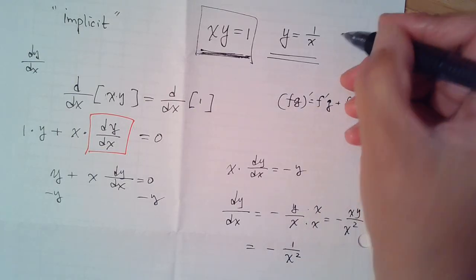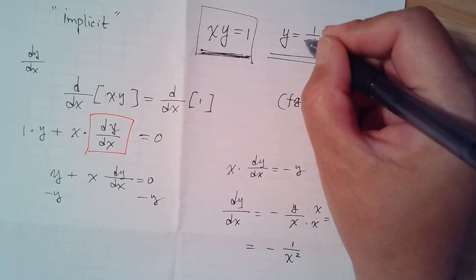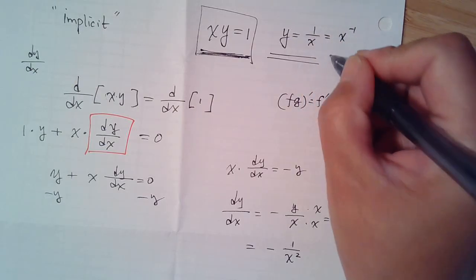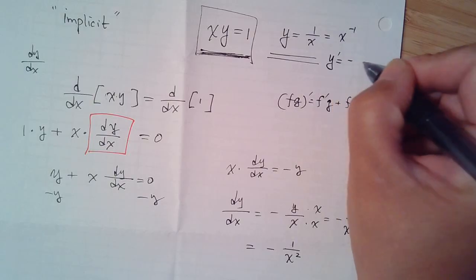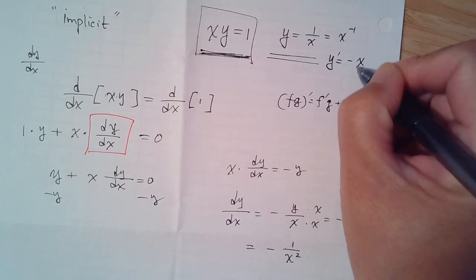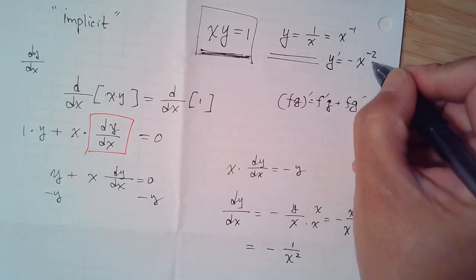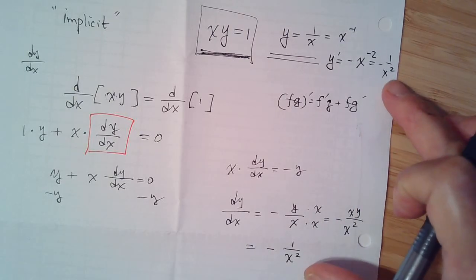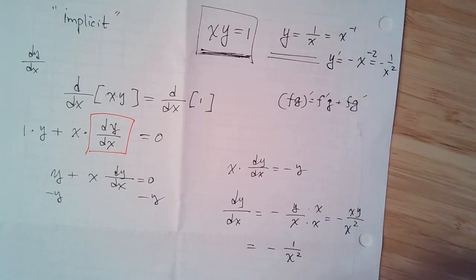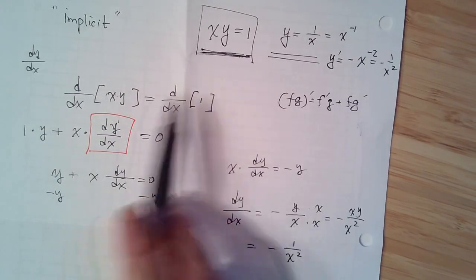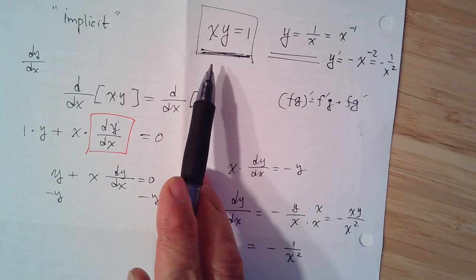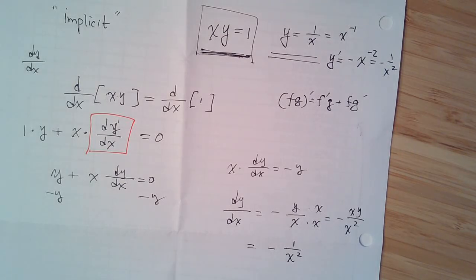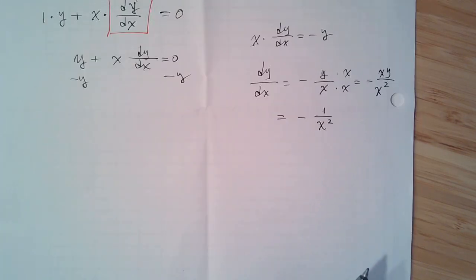Okay, so what about if you rewrite y in the explicit form, that's x to the negative 1. So y prime will be negative 1 times x to the negative 2. Is that negative 1 over x squared? So you should get exactly the same thing no matter which method you use. But here we're treating it as implicit form, and then we take the derivative and get that answer. Okay, so let me give you another example.